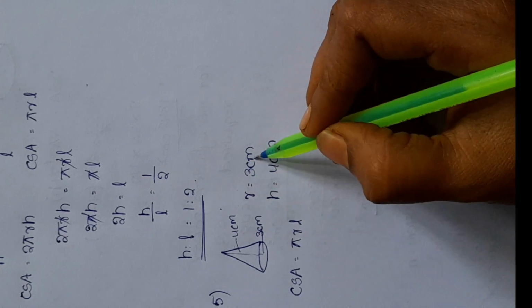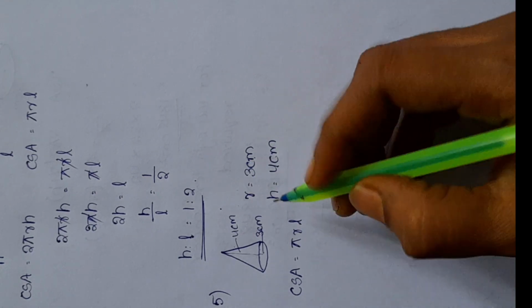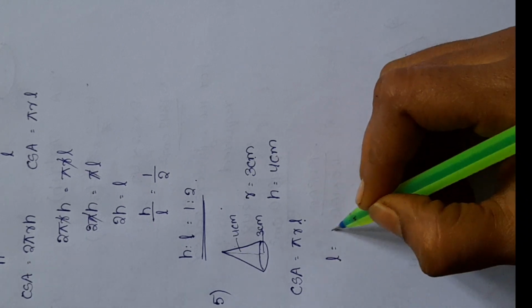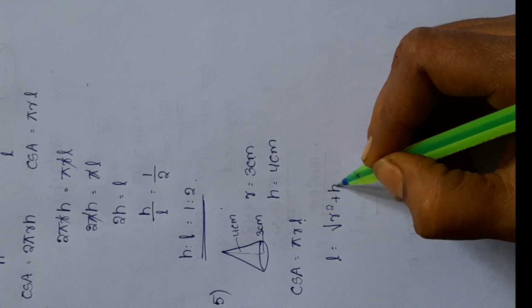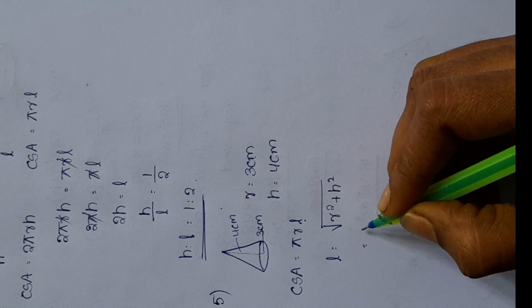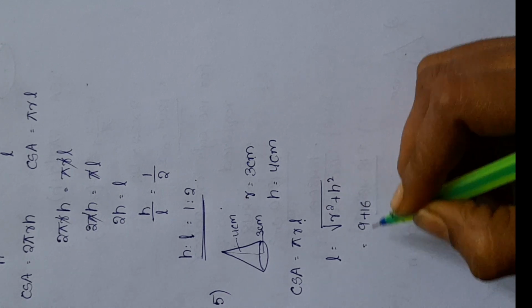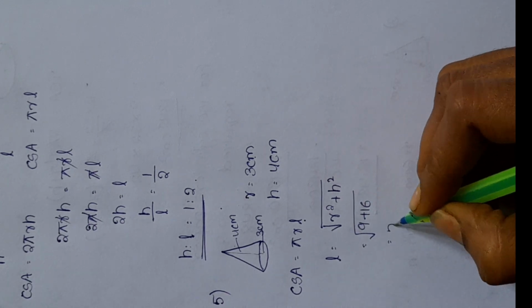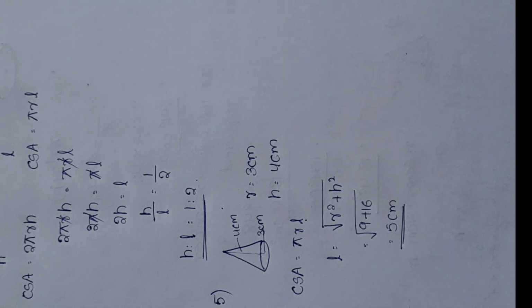The formula is pi r L. Here it is given that r is equal to 3 centimeters and h is equal to 4 centimeters. So we should find the value of L. L is equal to root of r square plus h square. Substituting the values, we get 9 plus 16. That is root of 25, which is 5 centimeters, the slant height of the cone.